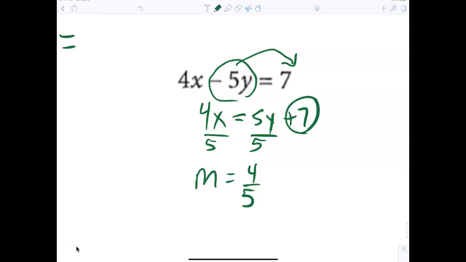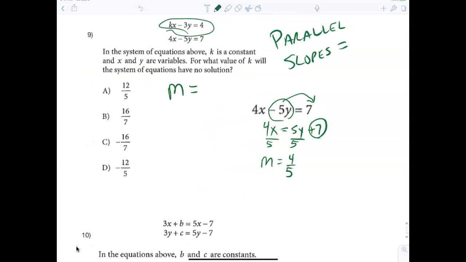So that means the slope of this line up here has to be what? Has to be 4/5. Well, you can. And then you'd be negative 4x, and you divide by negative 5. So negative 4 over negative 5 is still 4 over 5. You agree with that? All right. So now let's bring kx minus 3y. Kx minus 3y equals 4. I need to figure out what the slope is. So now this time I'm going to move the y over. So I get kx equals 3y plus 4.